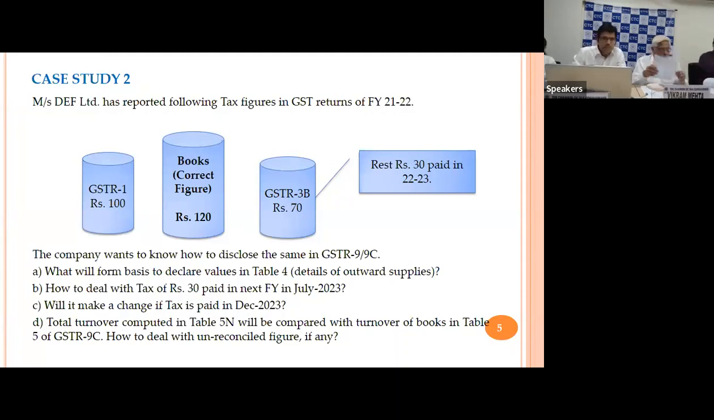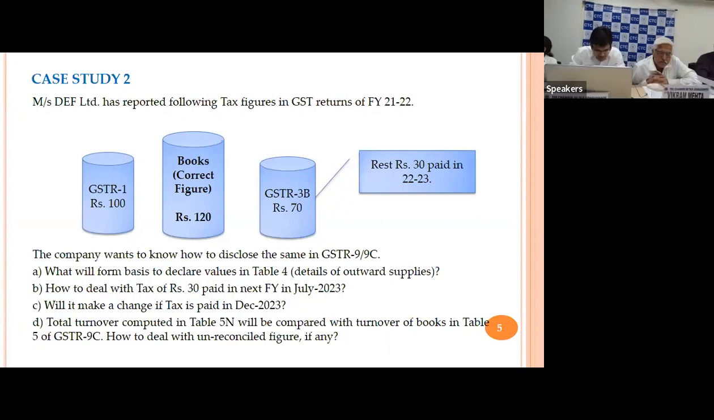Okay. So, DEF Limited has reported the following tax figures in GST returns for 21-22. In GSTR-1, they have reported rupees 100 as the tax amount. In books, the correct figure of the tax liability was 120 rupees. In 3B, they have reported only rupees 70, that is, they have paid lesser tax, and the rest 30 rupees they have paid in 2022-23.